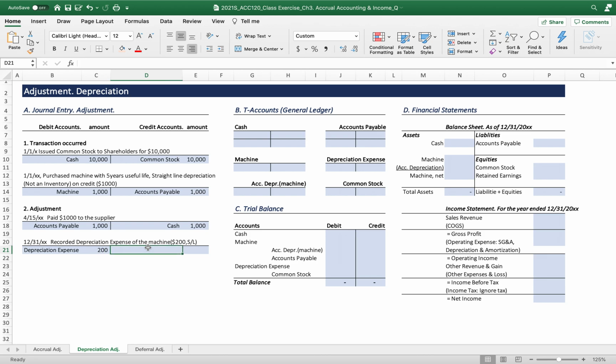And then on the debit and credit, it should be recorded in accumulated depreciation. So this $200 depreciation should be recorded in the accumulated depreciation, so that the machine net value is reduced by the 200. Accumulated depreciation is a contra account that reduces the asset. That's why it shows on the credit side.